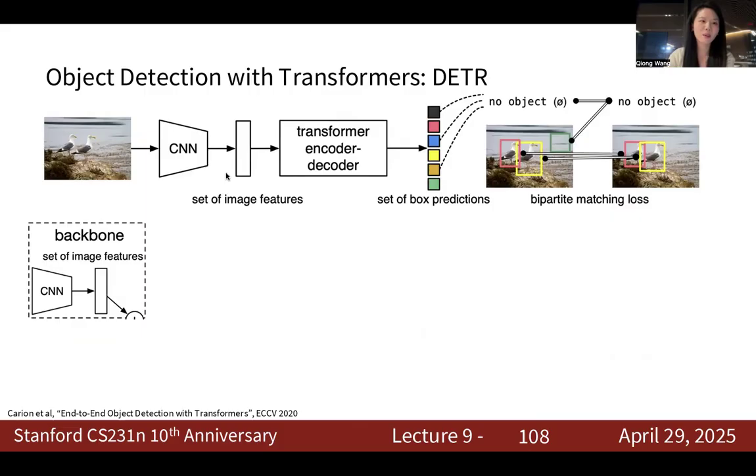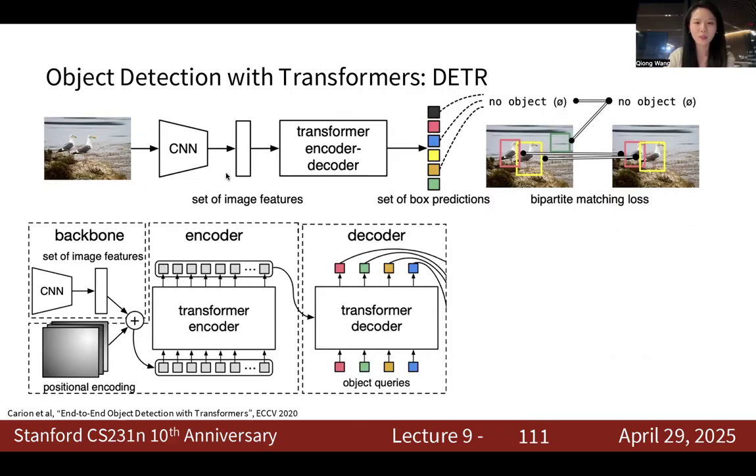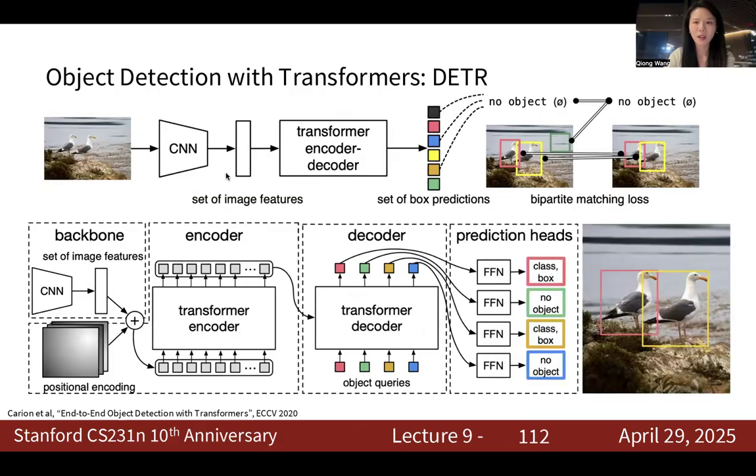Let's see the details of that. The backbone first, and then the transformer, the encoder and decoder part, and the prediction heads. Then we get the boxes of the object detection.